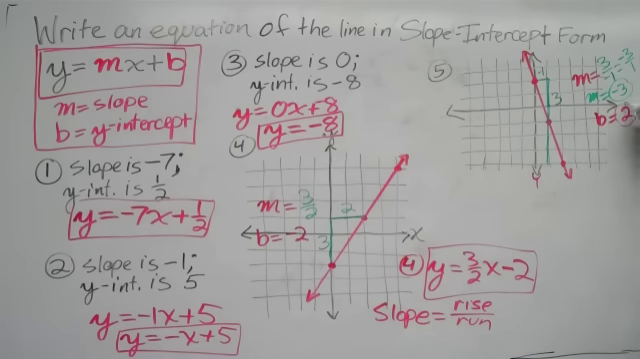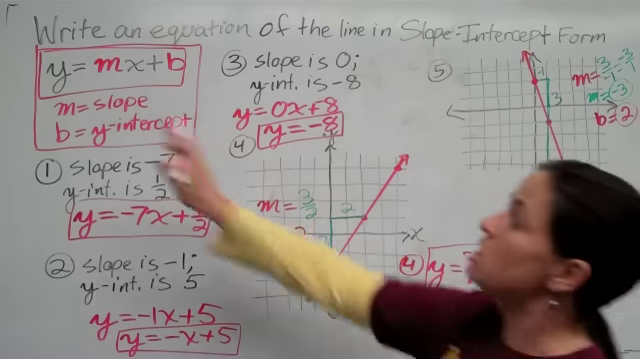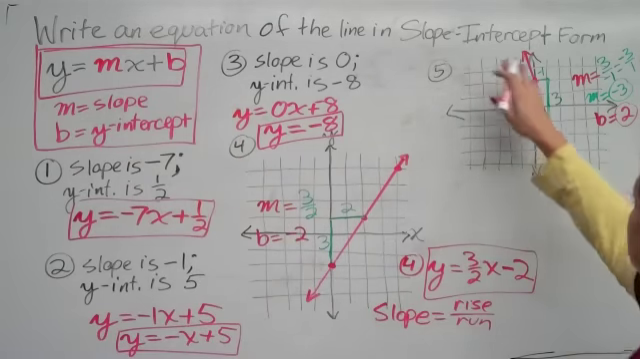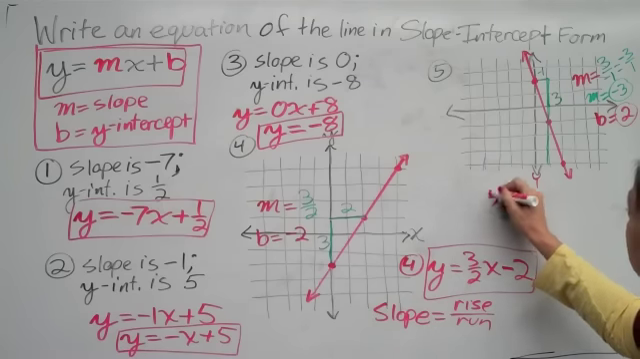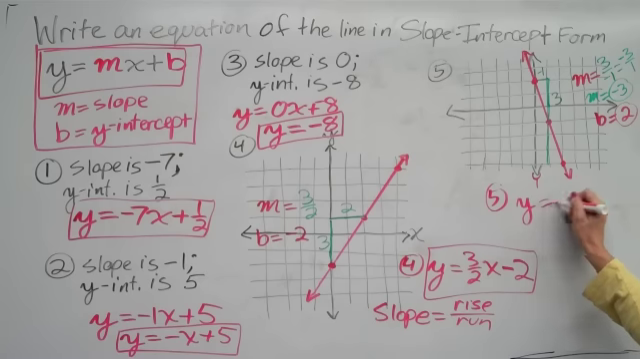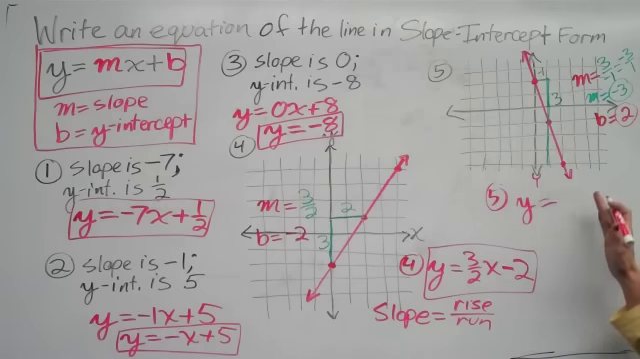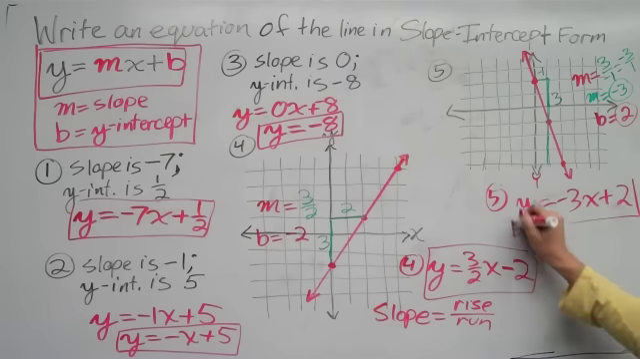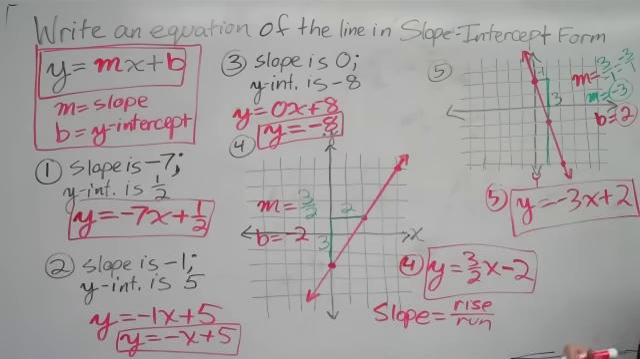Again, I'm going to take these pieces of information, put them into my slope-intercept form, and then I will have my equation for this line. So for number 5, I get y equals, my slope is negative 3, and just looking at the graph, I can tell it's a negative slope. So it's negative 3x, and then what am I adding on the end? My y-intercept, which is where it crosses the y-axis, so plus 2. And there is my equation for number 5.